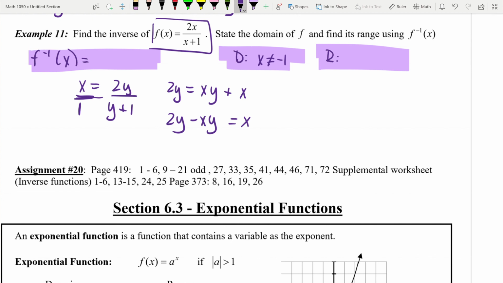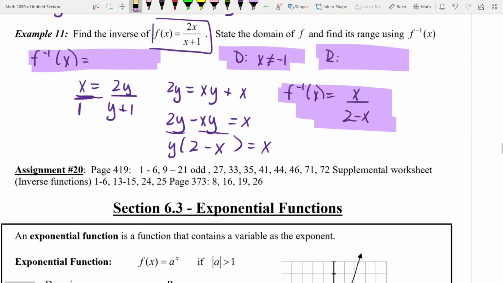Does anybody have any idea what we could do? Go ahead, honey. You're exactly right. Yay! You take out the y. This guy has a y and this guy has a y, so take out the y. Beautiful. When you take out a y, you're left with 2 minus x. Well, now how do you get rid of the 2 minus x? The 2 minus x is multiplied by the y, so you just divide. So your answer is the inverse is x over 2 minus x. So there's your inverse. Now, we have one more thing we have to do, and that is to find the range of the original.